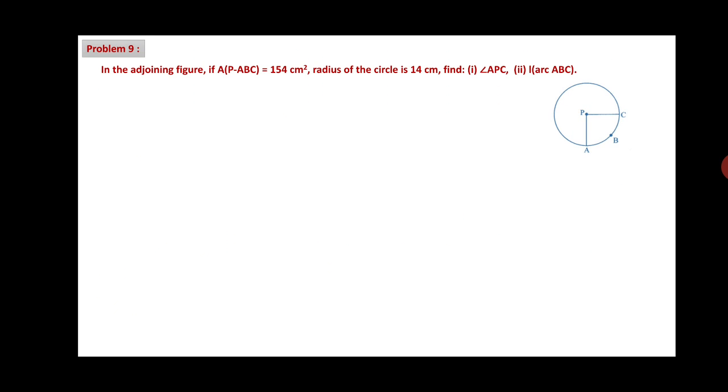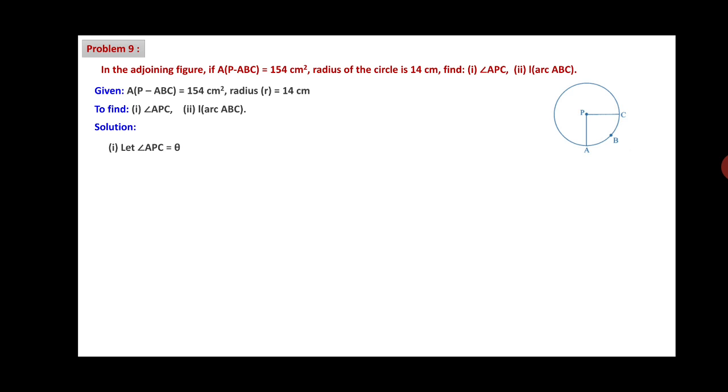The next problem number 9. In the adjoining figure, if area of the sector PABC is 154 centimeter square, radius of the circle is 14 centimeter, find angle APC and measure length of arc ABC. Friends, we have that area of the sector PABC is 154 centimeter square and radius R is 14 centimeter, and we have to find out angle APC and the length of the arc ABC.